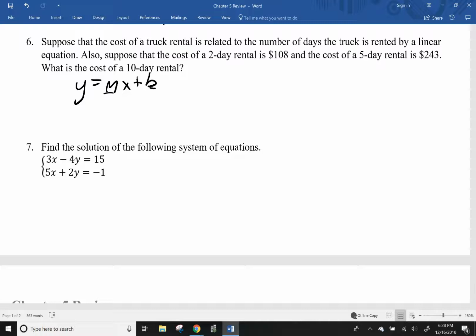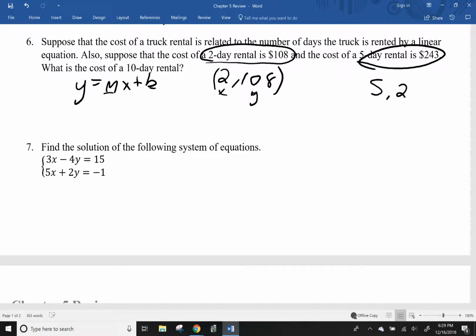m is slope, b is y-intercept. So how can I use the information that I've been given to find that? Well, I can create ordered pairs. Ordered pairs are points on our line. So I know that one point on our line is going to be (2, 108). This represents x being days and y being the cost. And I know another point, (5, 243). So x is the days and y is the cost.